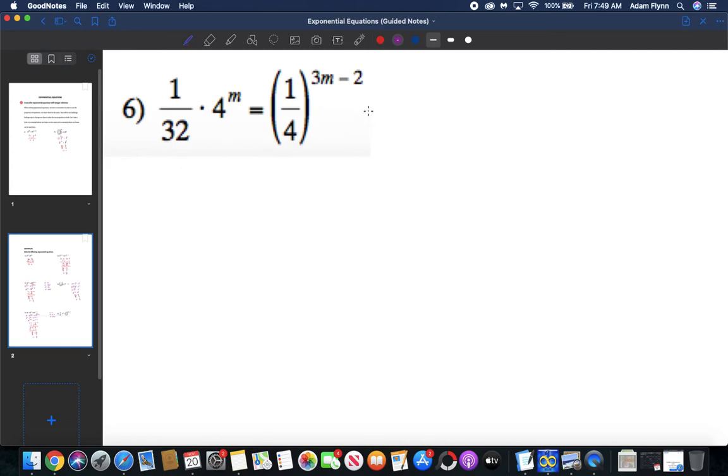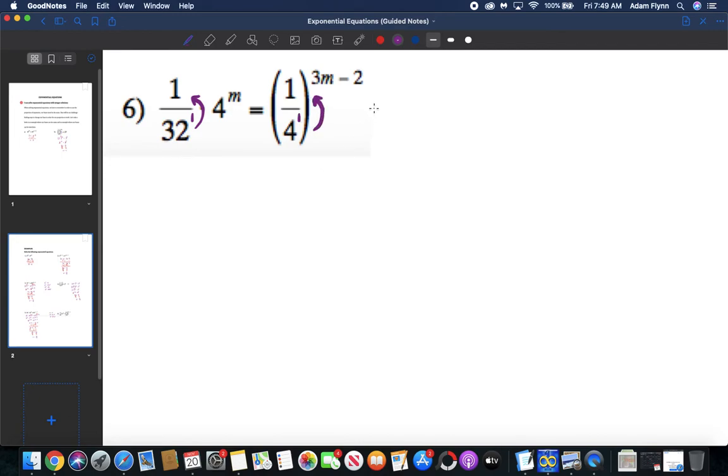First thing I am going to do is get rid of all my fractions. This 32 has a power of 1 and this 4 has a power of 1. So I can cross the line and switch the sign to get rid of my fractions.